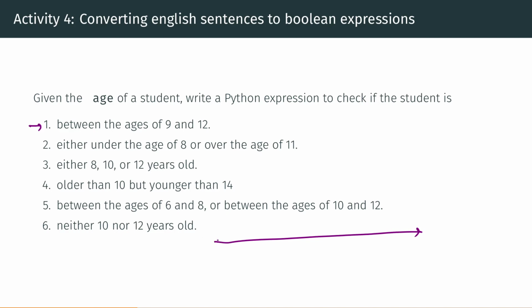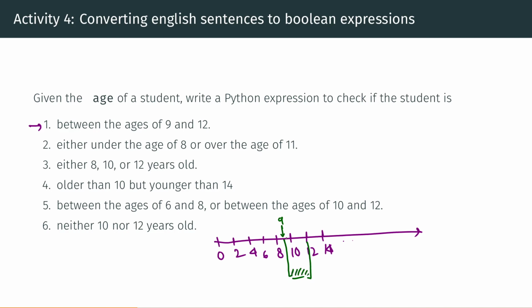So let's say this is 0. Let's do blocks of 2: 2, 4, 6, 8, 10, 12, 14, right? So 9 would be somewhere here. Let's say that's 9, and that is 12. So you want to check if the student is between the ages of 9 and 12. This range right here is the range that we are checking for.